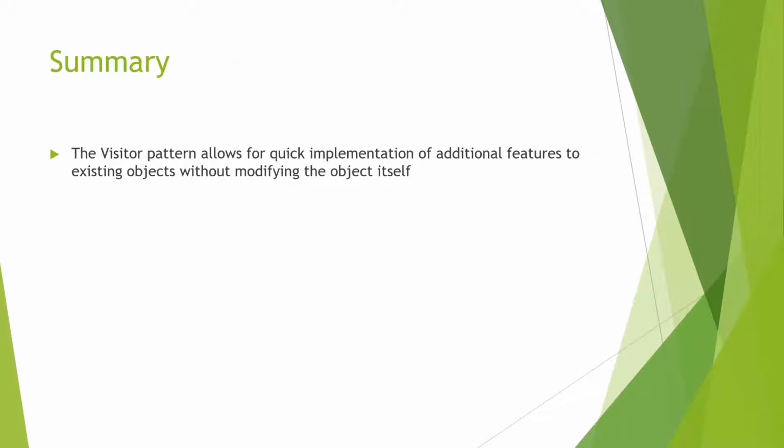So that's a general breakdown and an example of the visitor pattern, kind of down and dirty real quick, of what it does and how it works. But in summary, the visitor pattern allows for quick implementation of additional features to existing objects without actually modifying the object itself. So it allows for us to make changes without potentially breaking how objects work in potentially large code bases.